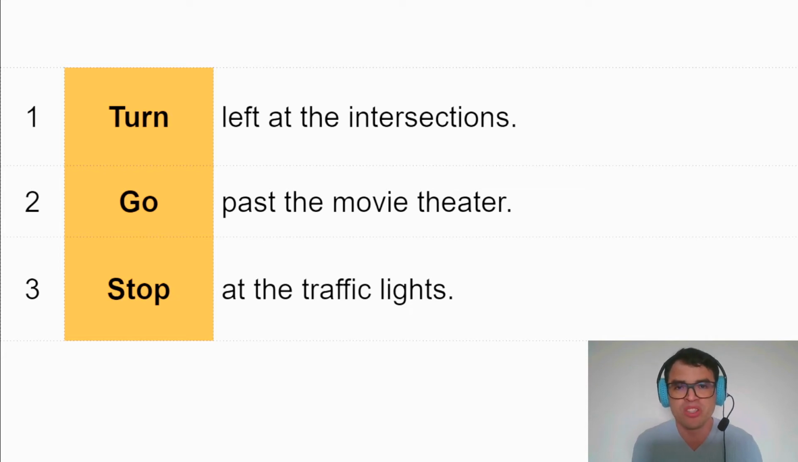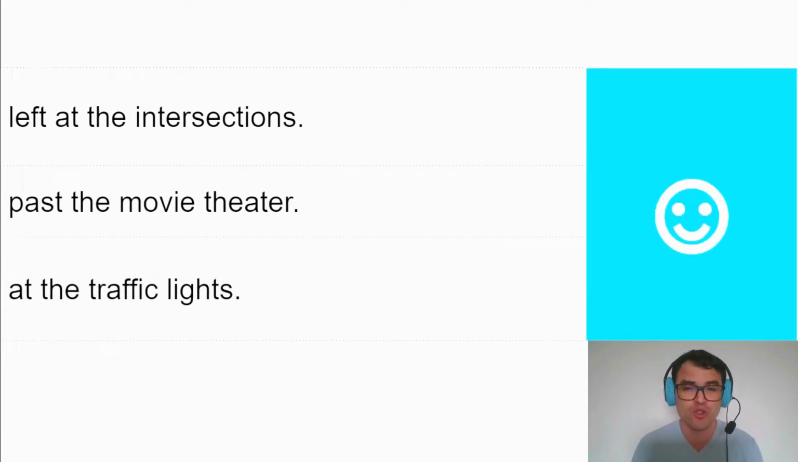What is an imperative? It's just a verb, just as you see it in a dictionary. Example, number 1, turn. Number 2, go. Number 3, stop. It is very easy to use imperatives to give directions and instructions.